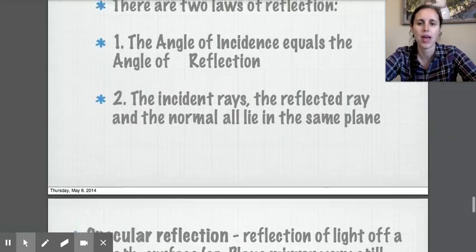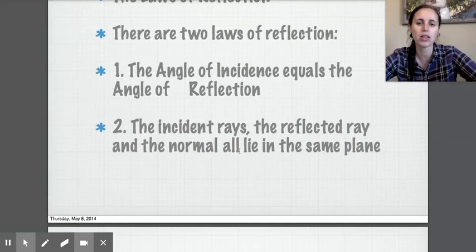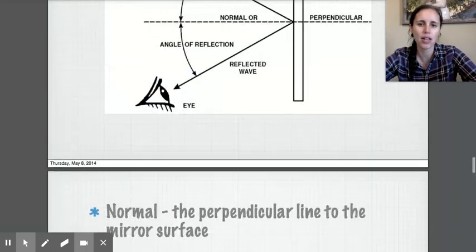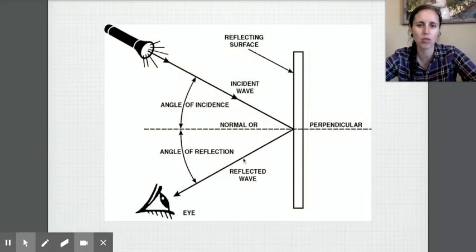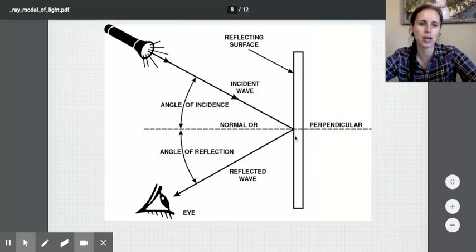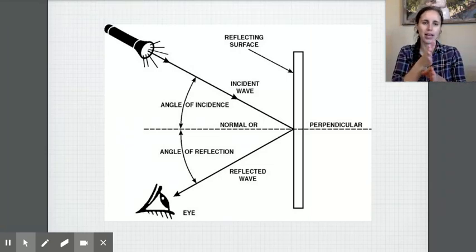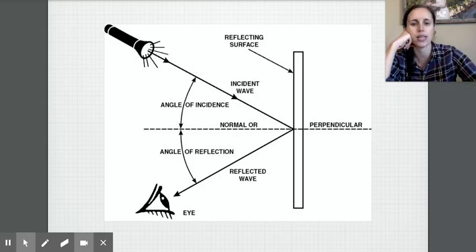back off. The second one that we're going to look at is a little bit harder to comprehend. The incident ray, the reflected ray, and the normal all lie in the same plane. So all that means is the incident ray, the reflected ray, and the normal are all in the same plane. Picture them as a 2D image. So not a 3D where you've got an incident ray hitting this side of the mirror and the light reflecting out of this side of the mirror. It's all in the same plane. It's all in the same 2D spectrum.